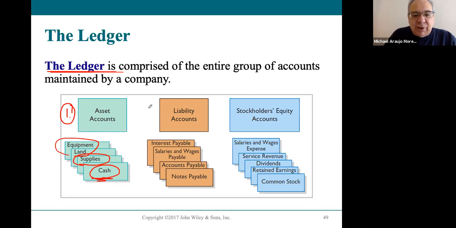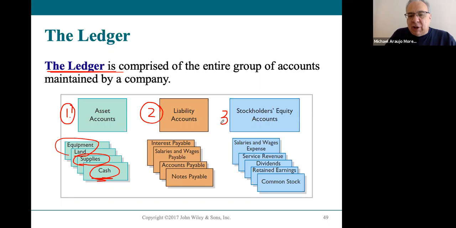When the asset accounts are done, the liability accounts are listed next in the ledger. And again, they are listed in the order you would see them on a classified balance sheet. Okay. And so notes payable would have its own section, and everything that happened in notes payable would be posted there, then accounts payable, et cetera.